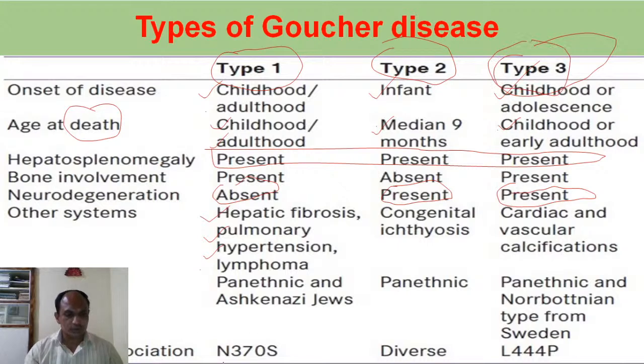So these are the mutations associated with Gaucher diseases. In case of type 1, the mutation takes place in the gene N37OS, then different genes are affected or mutated in type 2, and in type 3, the mutation takes place in L444P. So this is about the types of Gaucher disease.